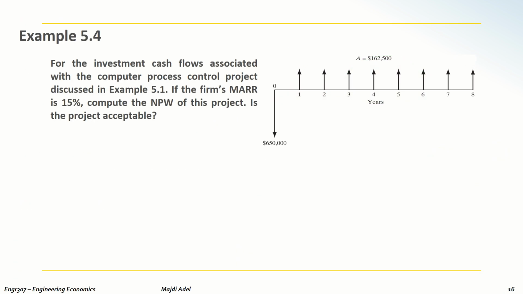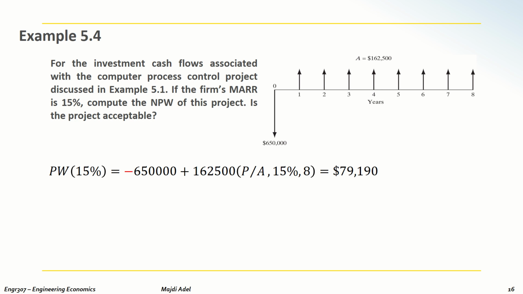Example 5.4, for the investment cash flow associated with the computer process control, if the MARR is 15%, calculate the net present worth. This is a uniform cash flow, so we can apply the present worth of uniform cash flow. Note that the $650,000 is an investment, our cash outflow, so it's going to have a minus sign. And this is an annuity. We can apply the uniform cash flow formulas.